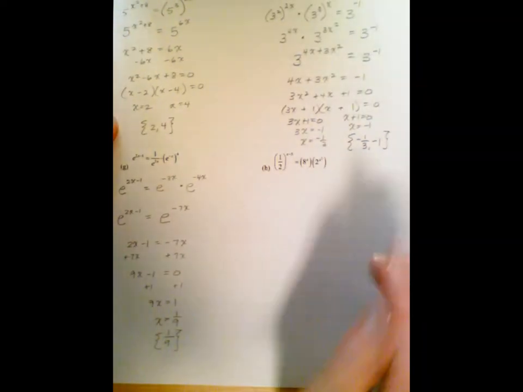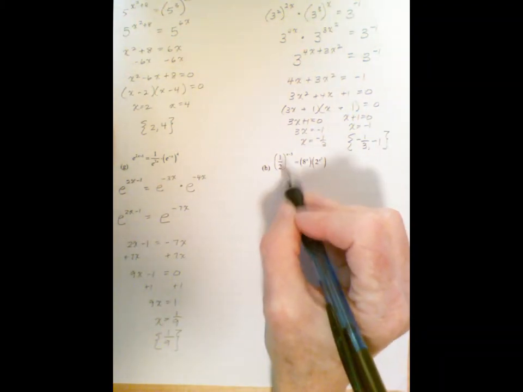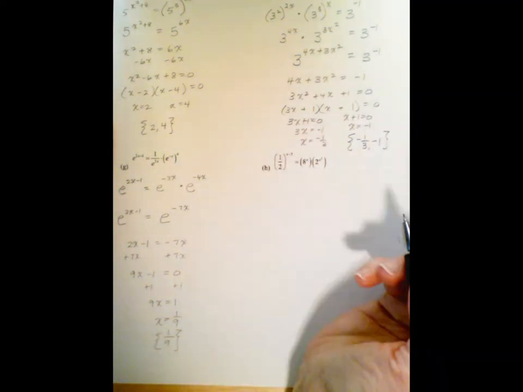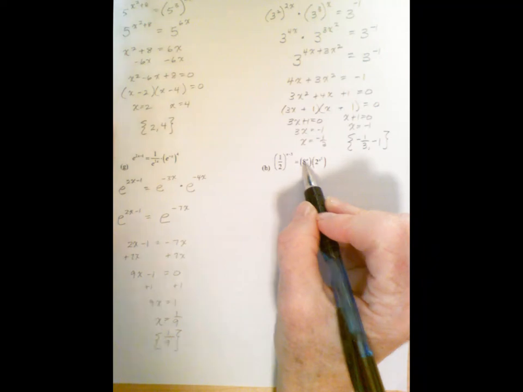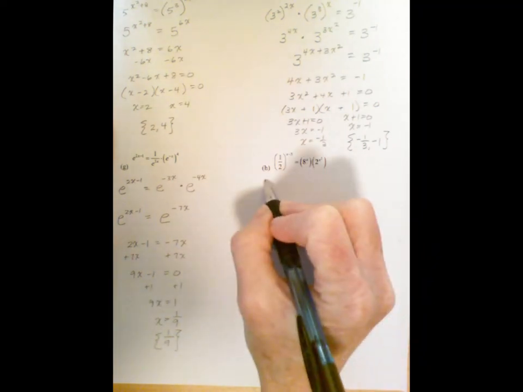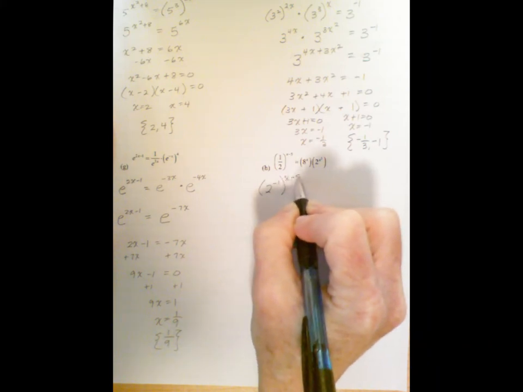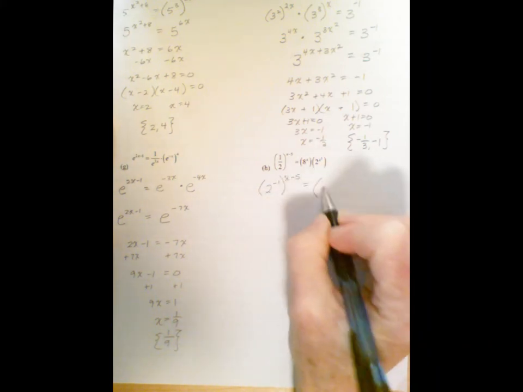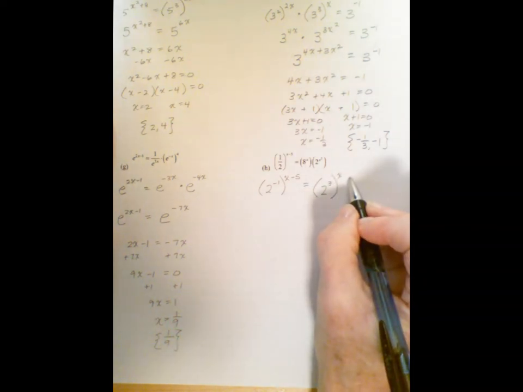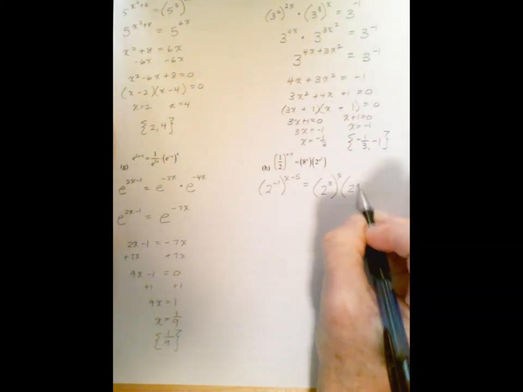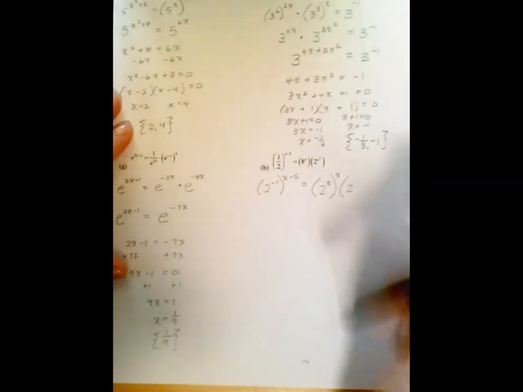Okay, last one. We have 1/2, we have 8, we have 2. We know we can write this 1/2 as 2 to the negative 1, so let's go with that base of 2. Can we write 8 with a base of 2? Yes, it's 2 cubed, right? So in this parentheses, it's 2 to the negative 1 raised to the x minus 5. In this parentheses, it's 2 cubed raised to the x. And then here we have our 2 to the x squared.